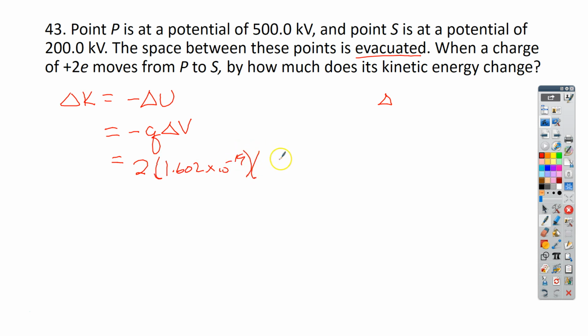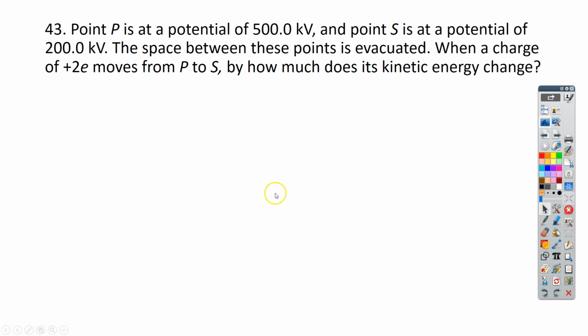And then we've got our change of potential, which is 200 times 10 to the third minus 500 times 10 to the third. And our negative out front. And then when we're done, we're going to end up with 9.612 times 10 to the negative 14th joules. And that's our answer for number 43.